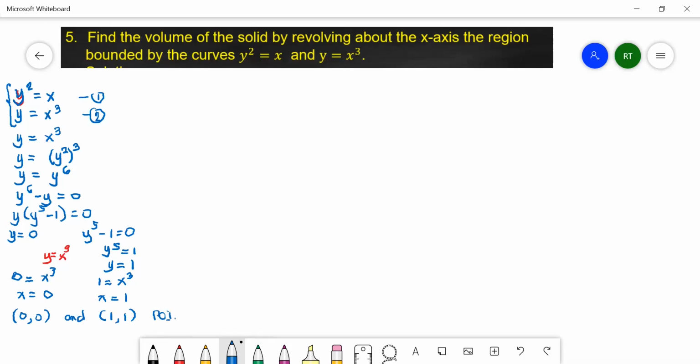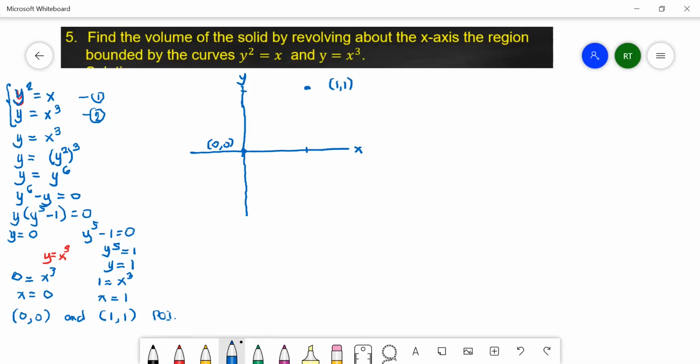And the axis of revolution is the x-axis. Okay, so let us now sketch the region. Let us consider this as the x-axis and the y-axis. The two curves will intersect at the origin, so this is 0, 0. And they will also intersect at 1, 1. Okay, this is 1, 1.